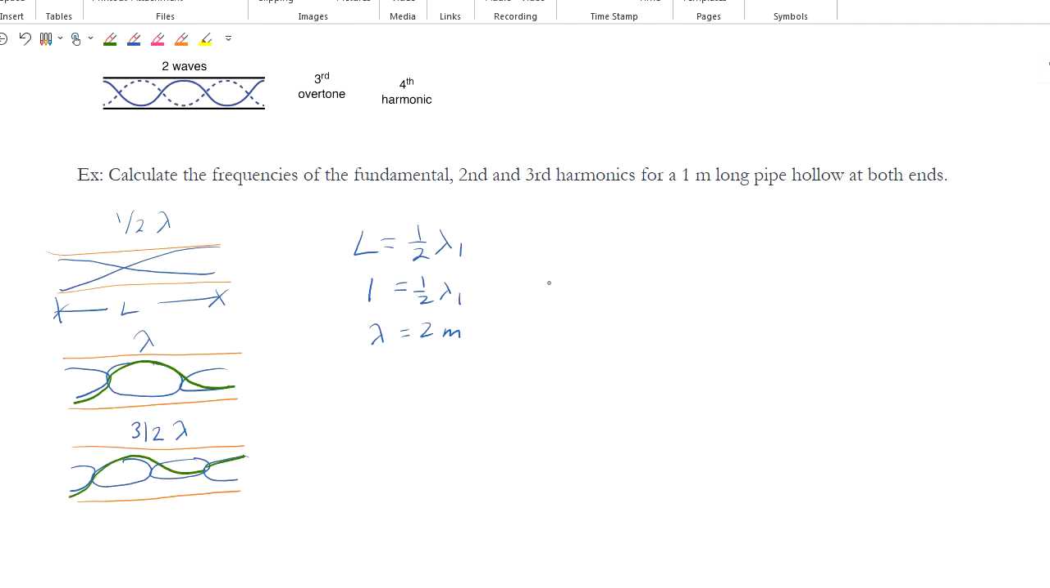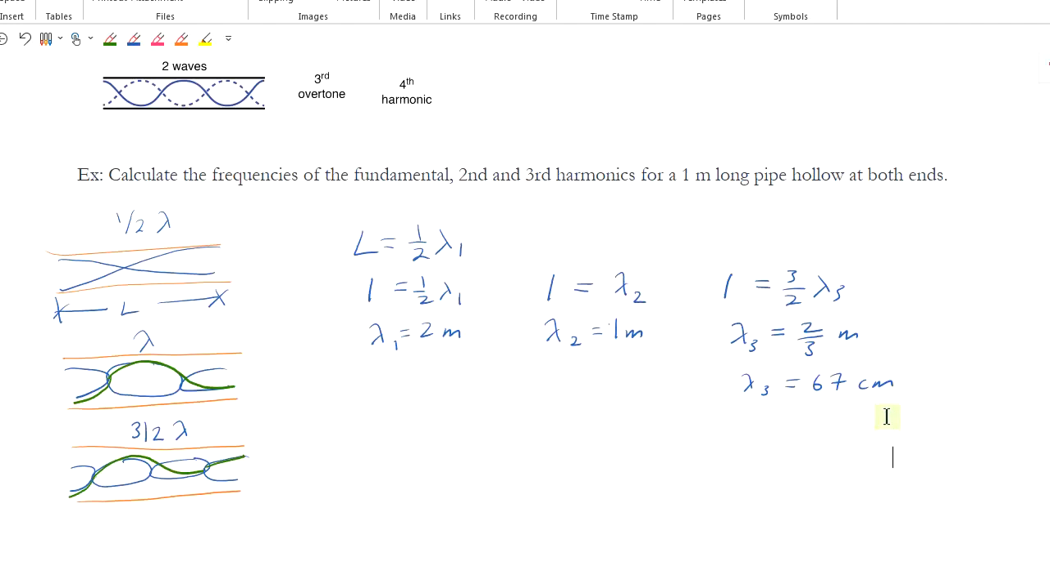So the length is still 1, but to find the second resonant frequency, the wavelength will be 1 meter. And then similarly, for the third one, we have 1 meter is equal to 3 over 2 lambda, which makes lambda 3 equal to 2 over 3 meters, or 67 centimeters if you prefer.